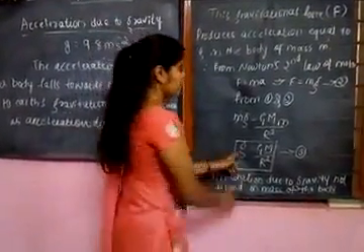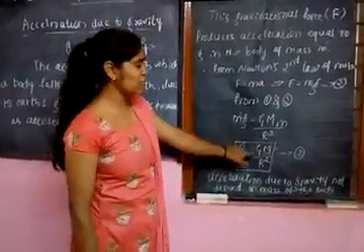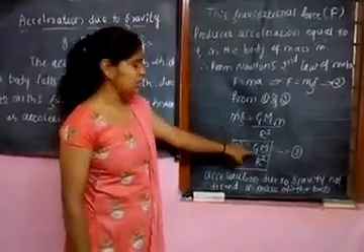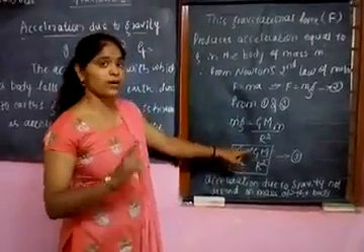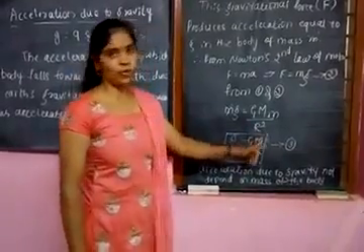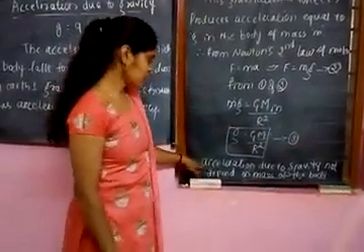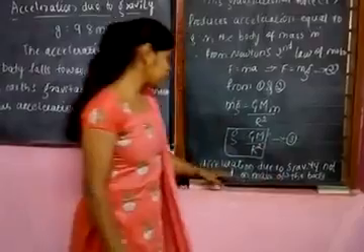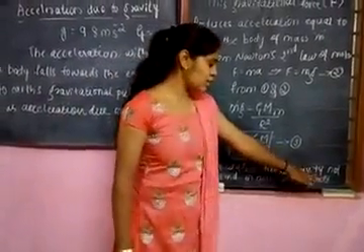Okay, you got that? So acceleration due to gravity is equal to G M divided by r square, where capital G is the universal gravitational constant, M is the mass of the Earth, and r is the radius of the Earth. Here the acceleration due to gravity does not depend on the mass of the body.